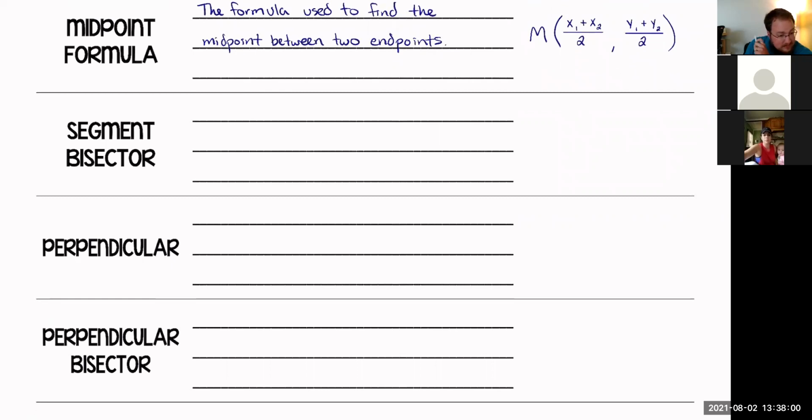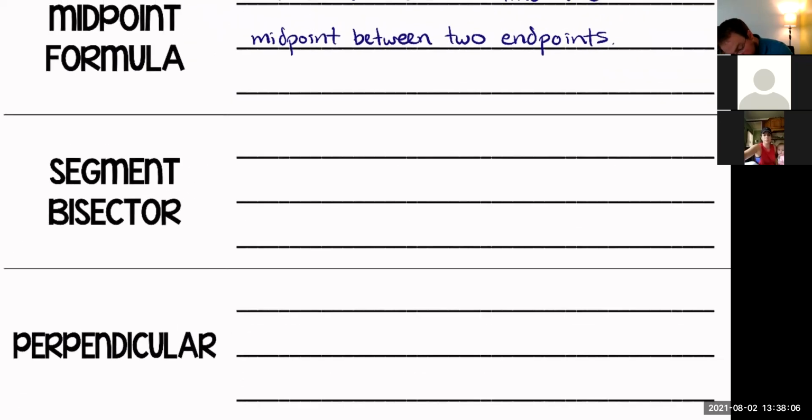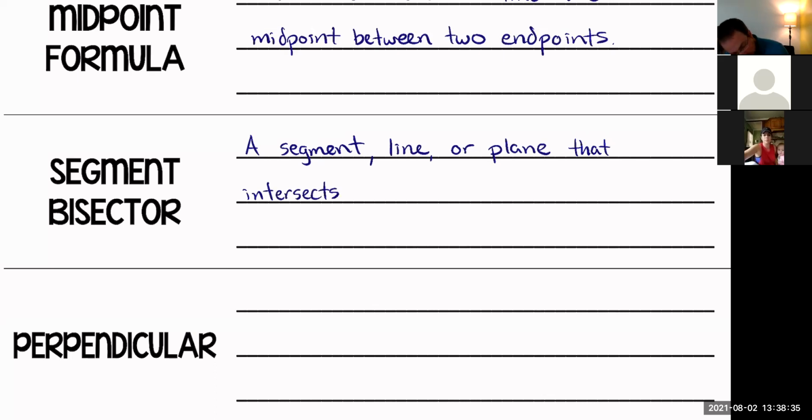Next up, segment bisector. A segment bisector could be a couple different things that are achieving the same goal. It is either a segment, line, or plane that intersects a segment at its midpoint.